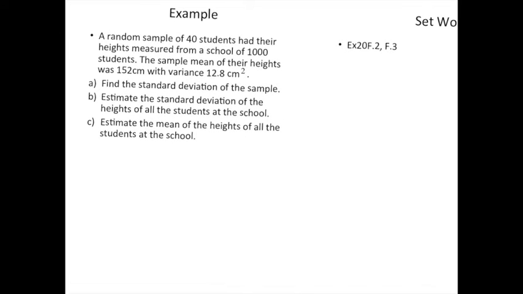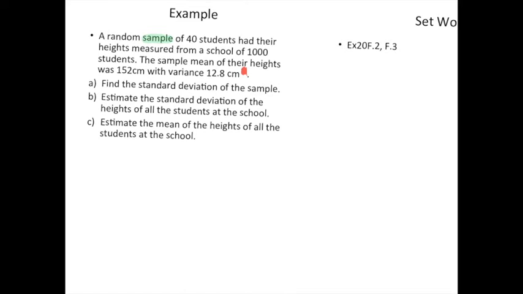A random sample of 40 students. So girls, if you're in an exam, you'd think to yourself, oh, sample. I'm going to use S, and I'm going to use X with a line on top. Does that make sense? Okay. Had the heights measured from a school of 1,000 students. Clearly 40 students is only going to be an estimate of the 1,000. Everyone making sense? The sample mean of their heights was 152, and the variance was 12.8 centimeters squared. Delete that squared.